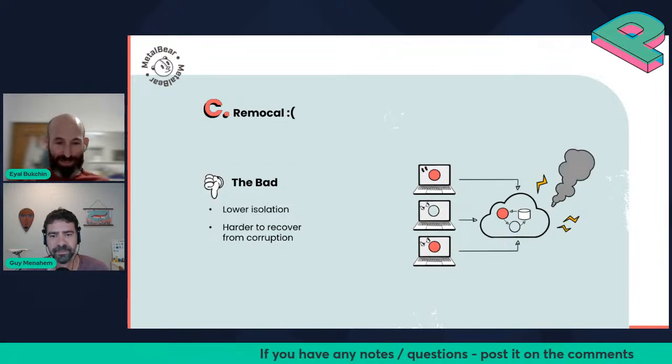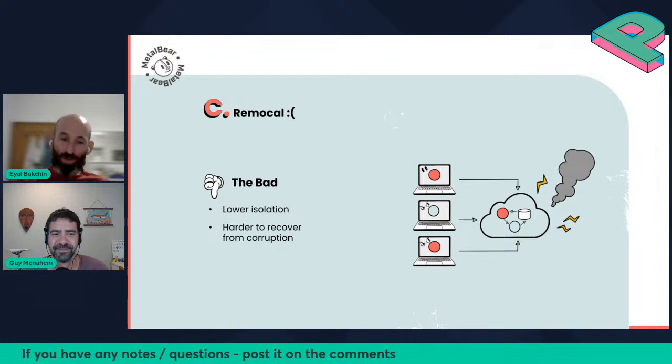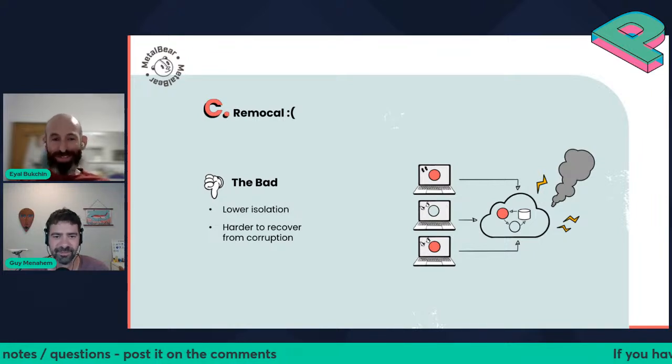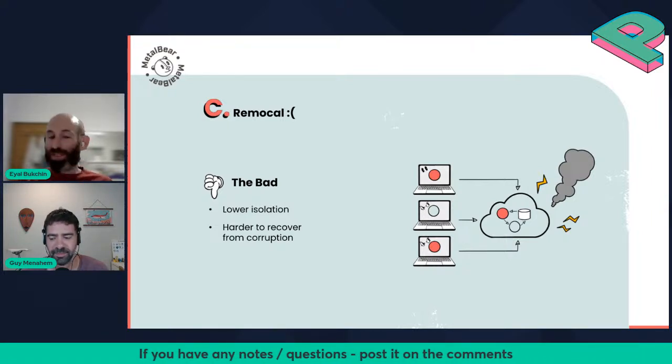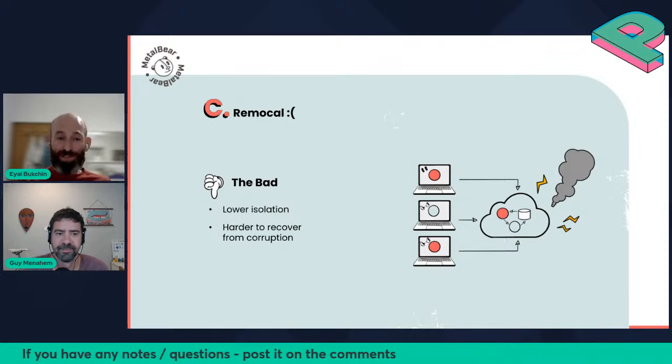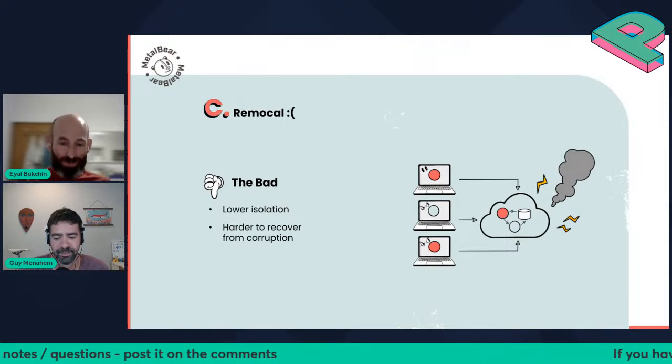But of course, the issue here is that you lose the isolation. We all use the same environment, and we can clash with each other. And it's harder to recover from corruption because now you're probably dependent on the DevOps team or the DevX team or whoever's in charge of maintaining that shared environment.